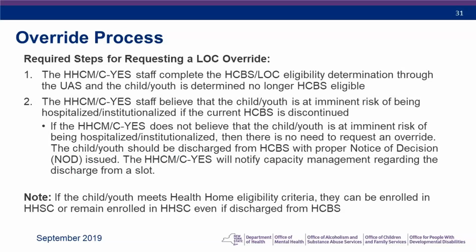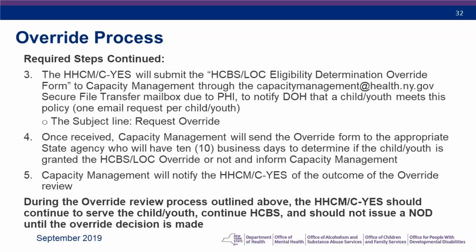But this bullet 2 is really important. As I said, you only need to complete the override if you want the child to continue in HCBS and you can justify or believe that without these services, the child would be hospitalized, institutionalized, nursing home, whatever the word is you want to use, a higher level of care. That is what this override process is for. So you will fill out that form. You don't have to attach any other documents with it.